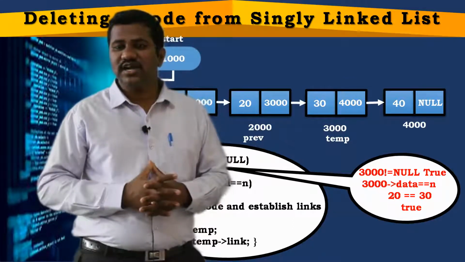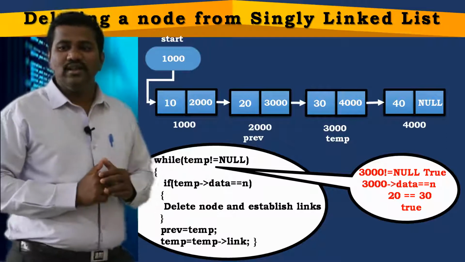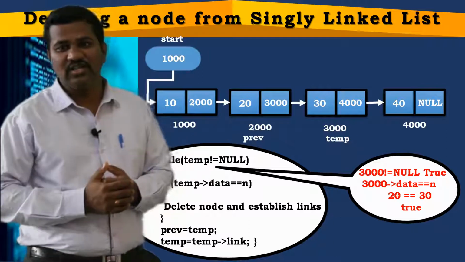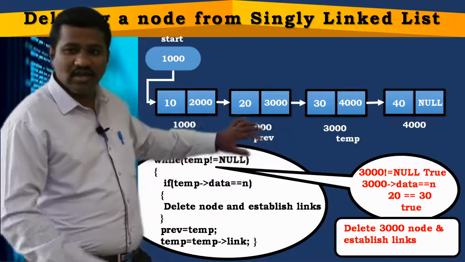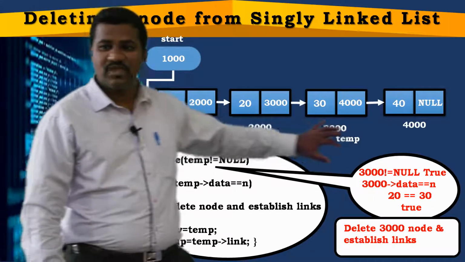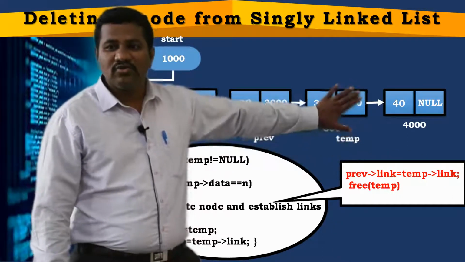30 equal to 30 means the condition is going to be true. If that condition is true, we need to delete the node and establish the links. Now you have the scenario where the 20 node is pointed to by previous and the 30 node is pointed to by temp. Now I would like to delete this 30 node.